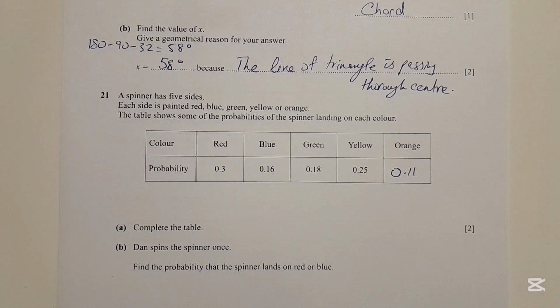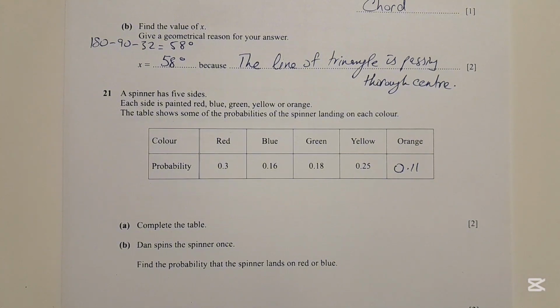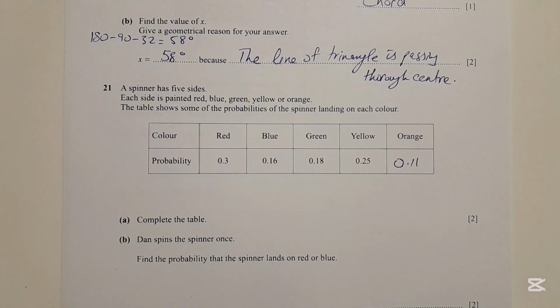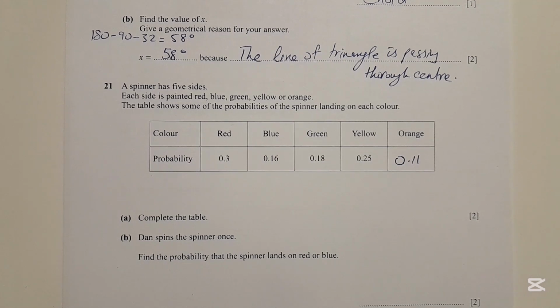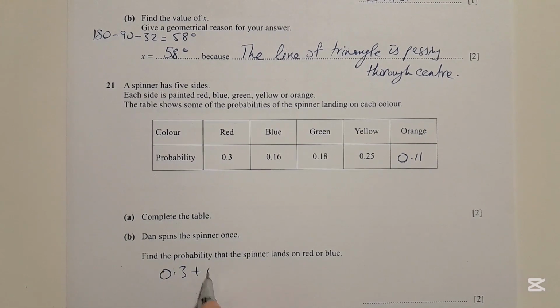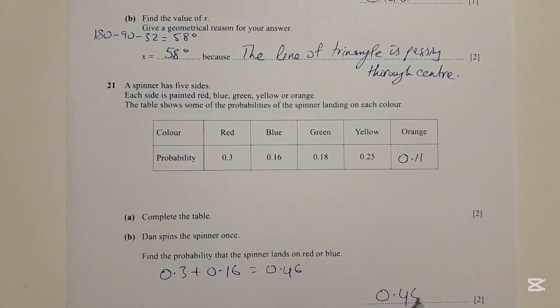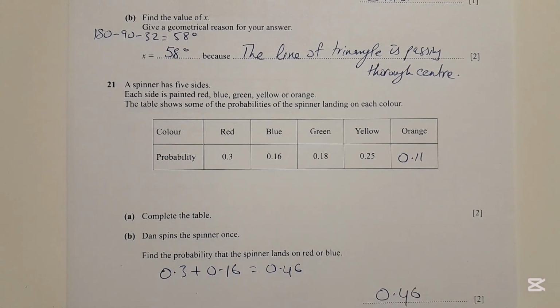Part B states Dan spins the spinner once. Find the probability that the spinner lands on red or blue. So what we will do is add the probabilities of red and blue. Red is 0.3 and blue is 0.16. So the sum is 0.46. This will be the total probability for the spinner landing on either red or blue.